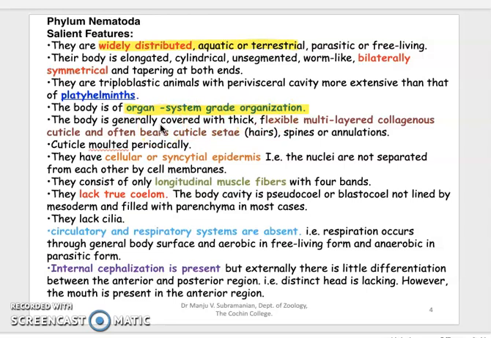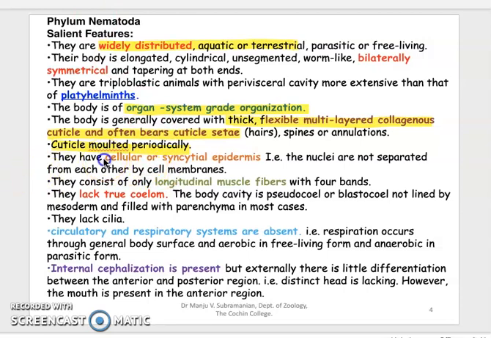Starting from this phylum, you can see an organ system grade of organization. The body is generally covered with a thick, flexible, multi-layered collagenous cuticle and often bears cuticular setae or hairs, spines or annulations. That itself is a parasitic adaptation, to possess a thick, flexible layer of cuticle. And this cuticle is molted periodically, so as the organism increases its size, it gets molted periodically.